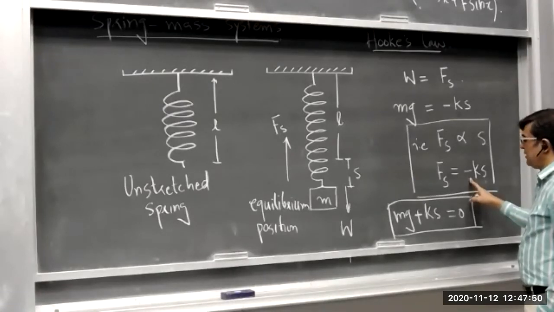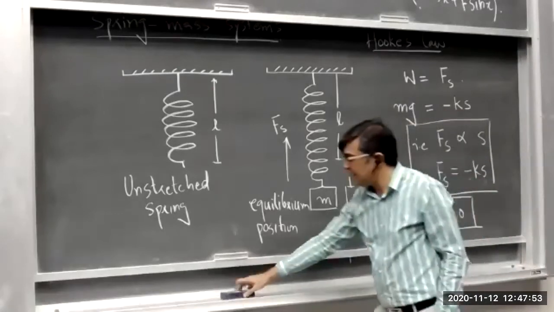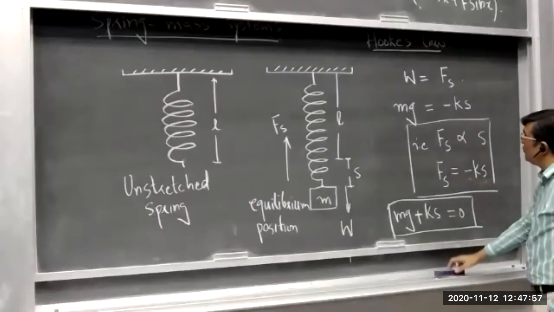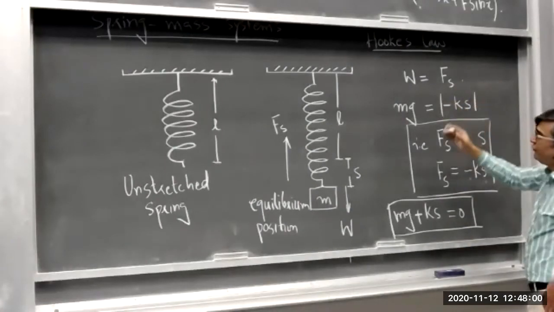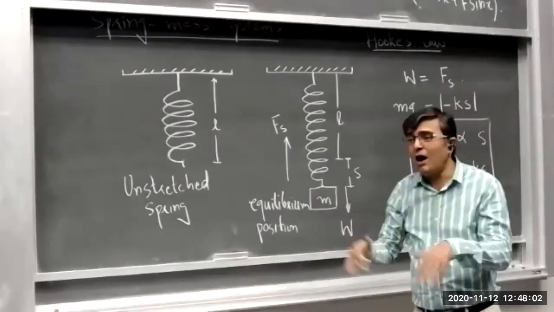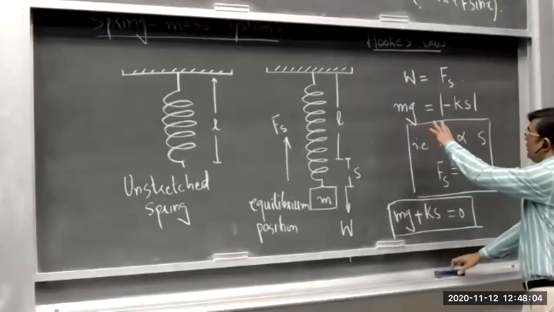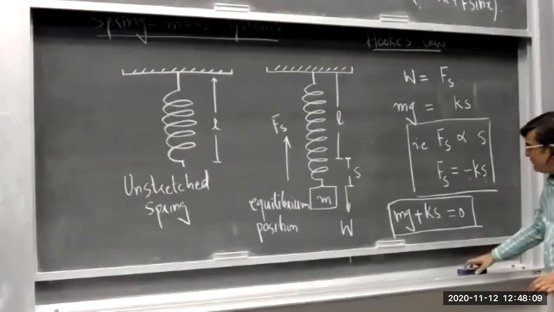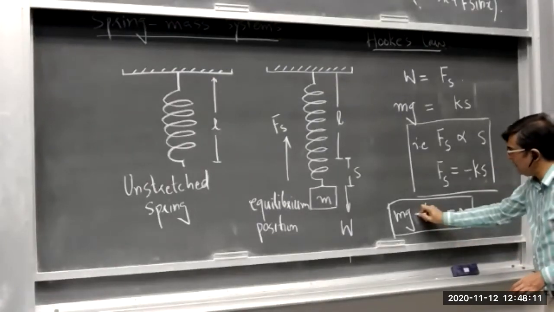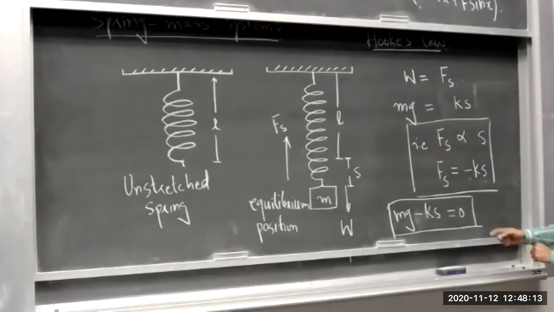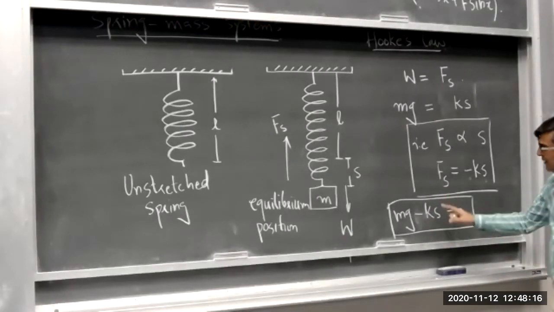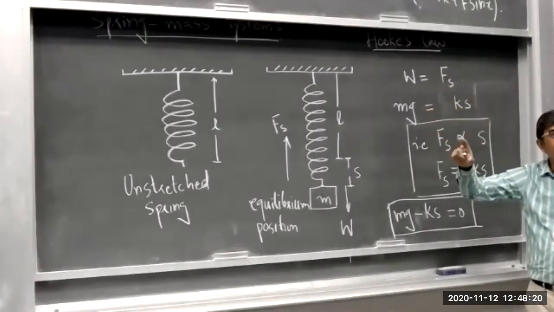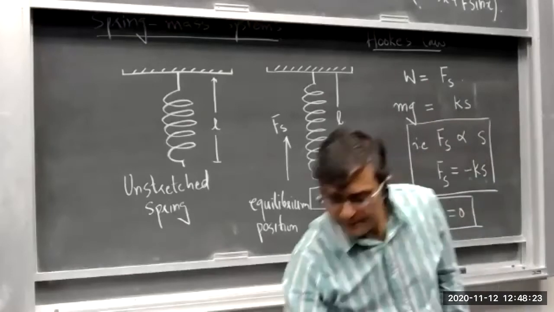You can say here that mg is equal to ks, not minus. We will take the absolute value here because the forces will be equal. The amount of the force will be equal. They will not be negative here, and we must have a negative sign here in this equation. The force will be negative, but the magnitude of these two forces will be the same.